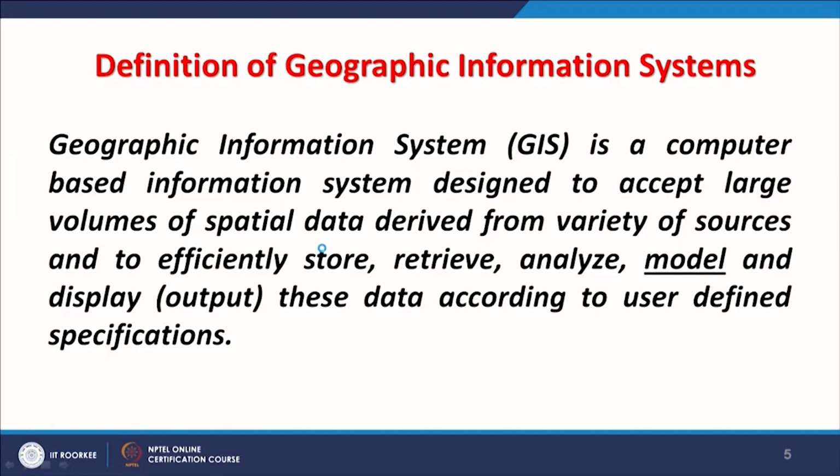Now, I will go a little slowly on this definition of GIS, or Geographic Information Systems. It is basically a computer based information system designed to accept large volumes of spatial data. Spatial data, when we mention it, means data which has its geographic location. So, spatial data always will have its own location. I gave the example that this room in an e-learning center can be assigned a very specific location. So, that too can become spatial data.